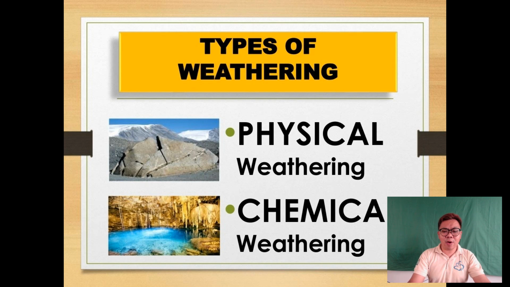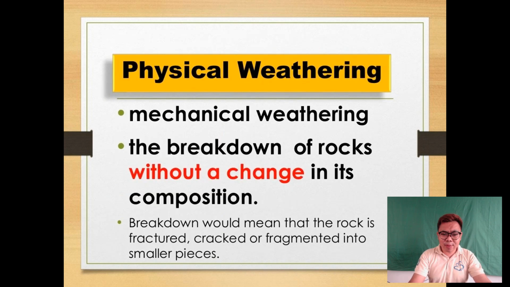We have two types of weathering: physical weathering and chemical weathering. Physical weathering is a mechanical weathering, the breakdown of rocks without a change in its composition. Breakdown would mean that the rock is fractured, cracked, or fragmented into smaller pieces.